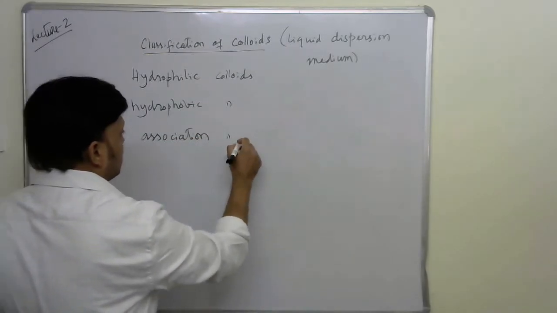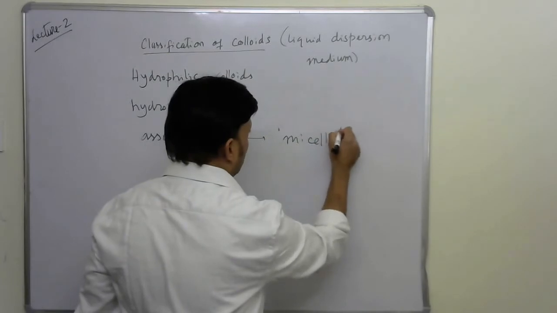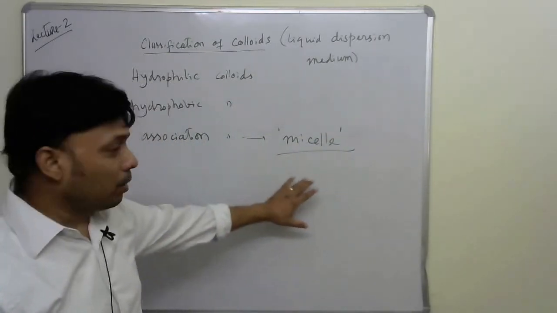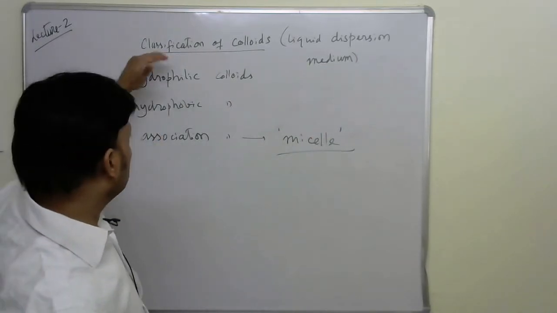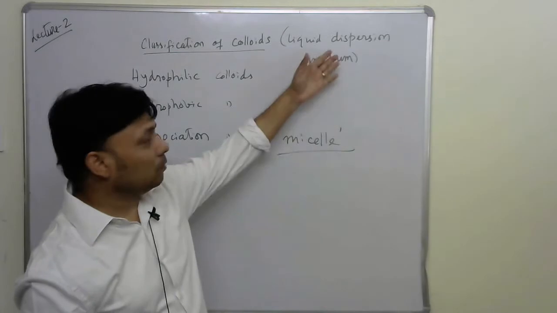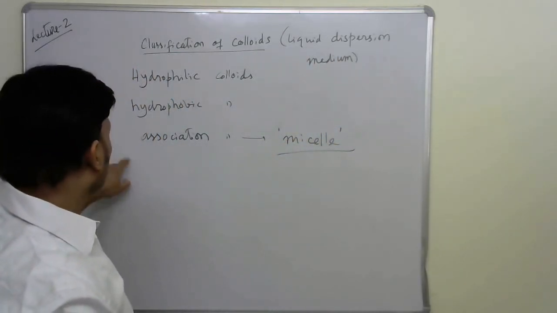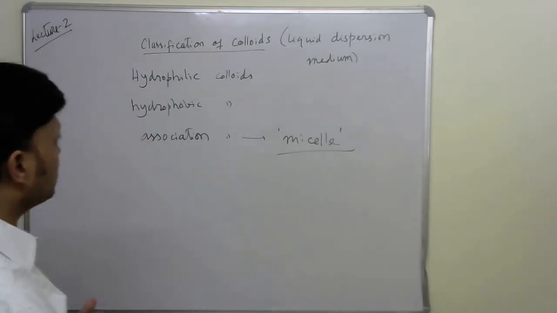This is nothing but a self-assembly known as a micelle. During our course, we will study this class of colloidal phase called micelle in great detail. Micelles are also made basically in water, a polar medium. So this is the classification taking the liquid dispersion medium into consideration.